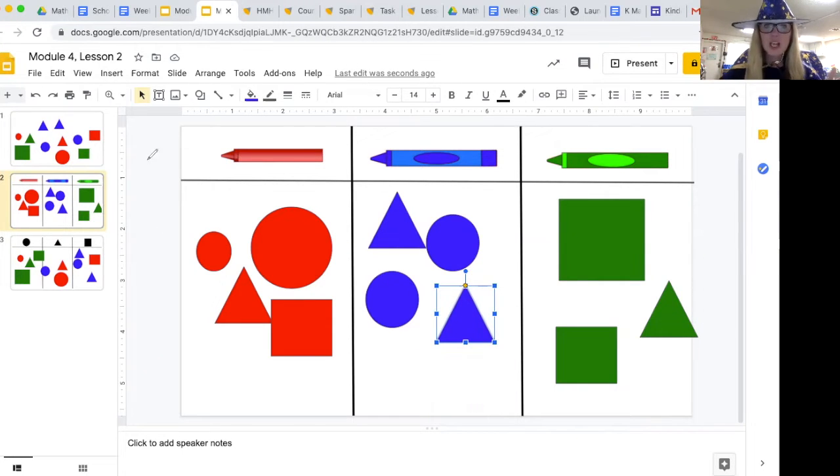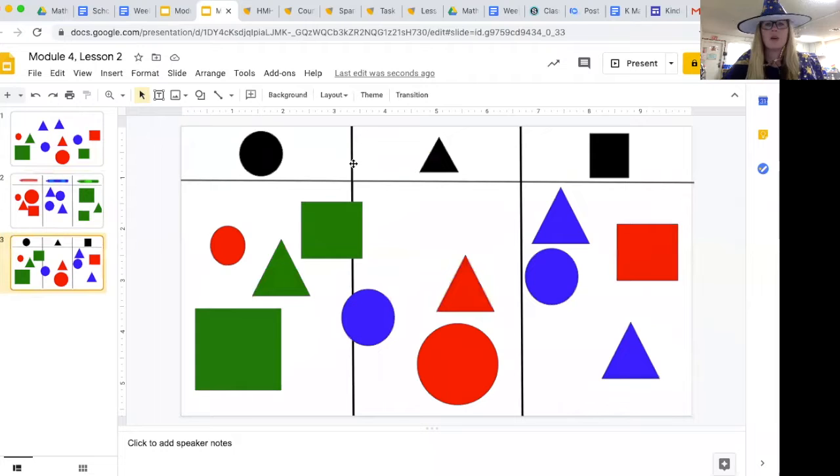Today, we're sorting by shape. So I have 3 columns again, and I have circles. What shape is this? I'll give you a hint, it has 3 sides. It's a triangle. And how about this one? It's supposed to be a square or rectangle. Okay, so we're going to do the same thing. We're going to classify these by their shape. We already did the same exact ones by color, but they can also be grouped by shape.